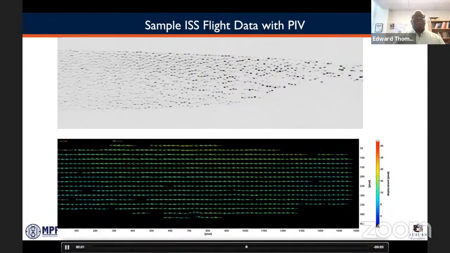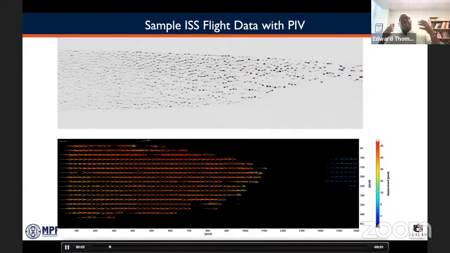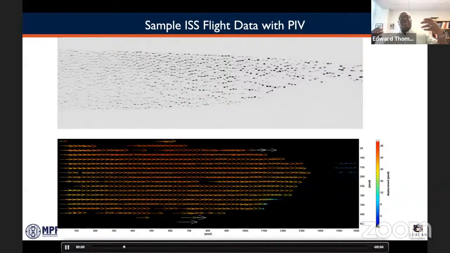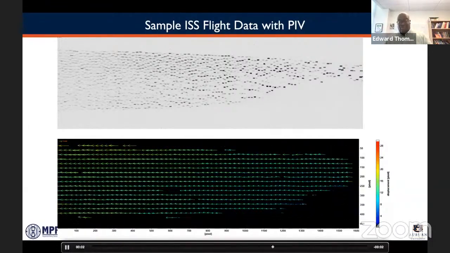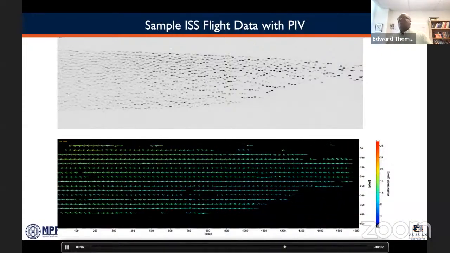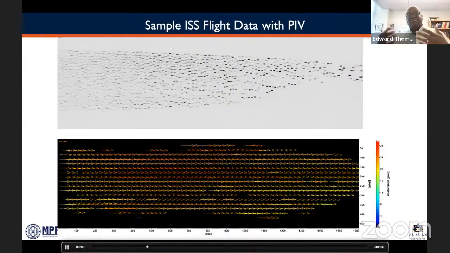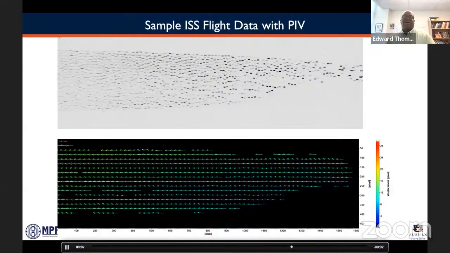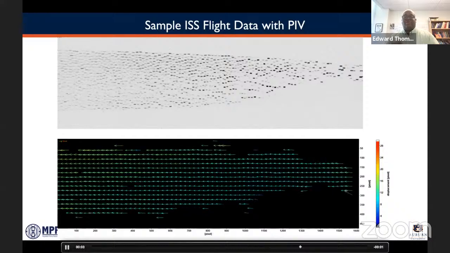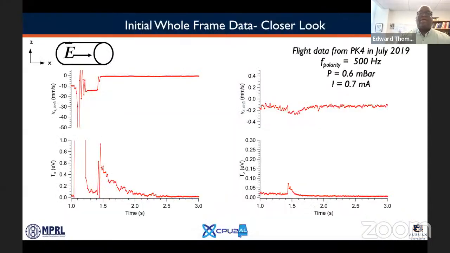So this is a dusty plasma on board the ISS that is executing fluid-like behavior. And this is the heart of the work done by another CPU 2AL student, Laurie Scott, one of my PhD students, whose work I'm going to highlight next.